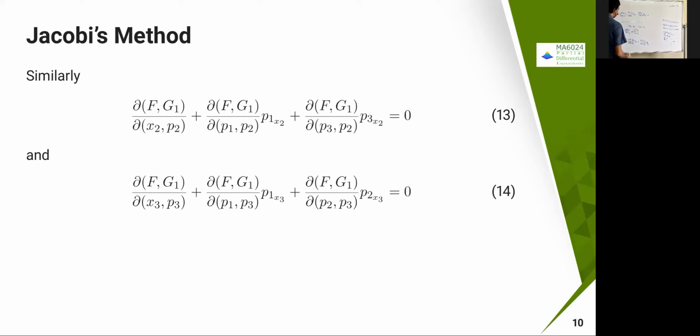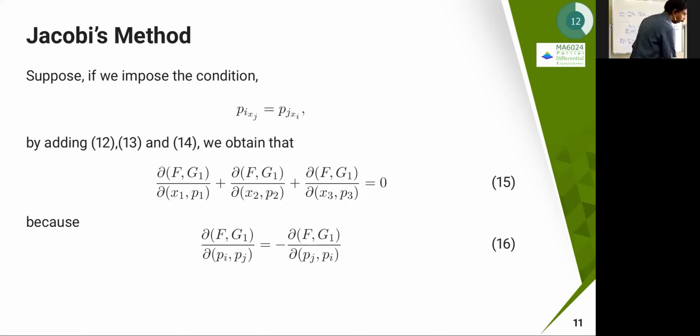In that case, what is it going to come to? If I just sum it up, I'm going to sum these together. Then what I will get is that. So I just assume this condition: Pi with respect to xj, if I differentiate, that is the same as Pj differentiated with respect to xi. Then if I add these three terms together, what am I going to get? These terms will get cancelled. These are all terms will get cancelled. So only this term will remain.